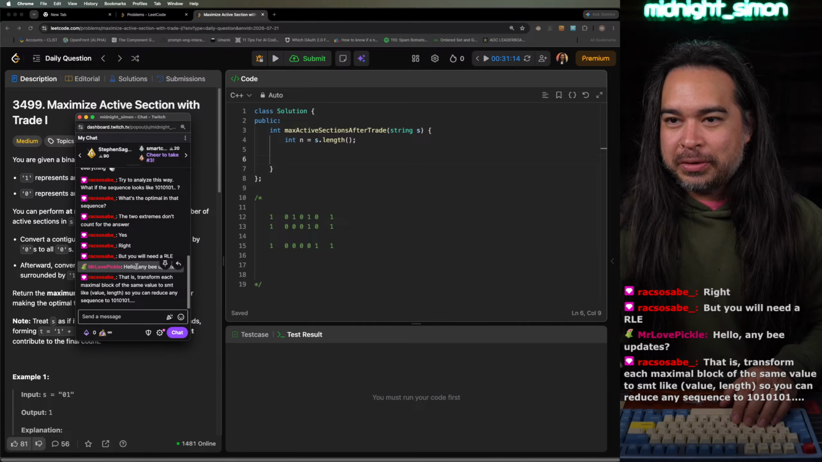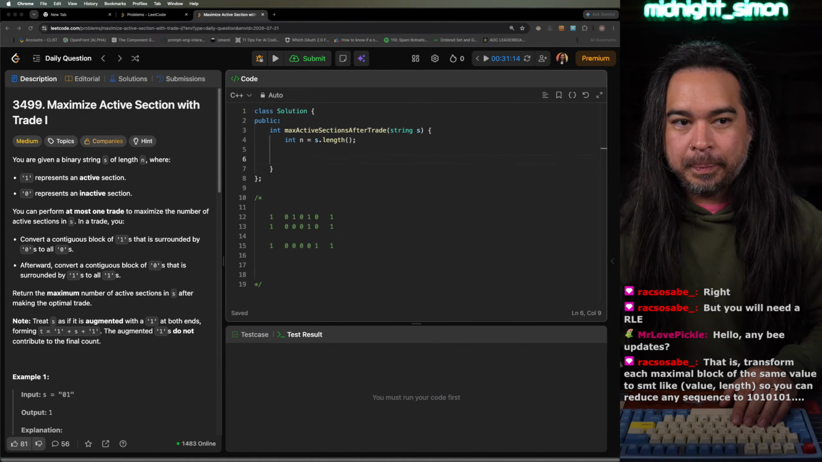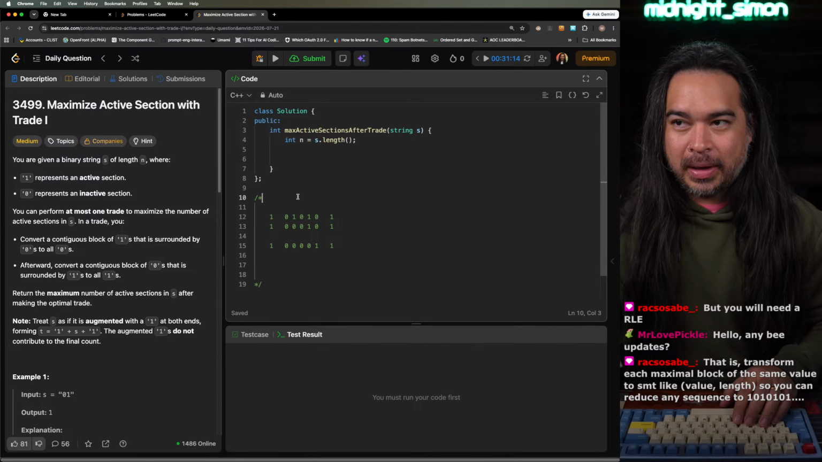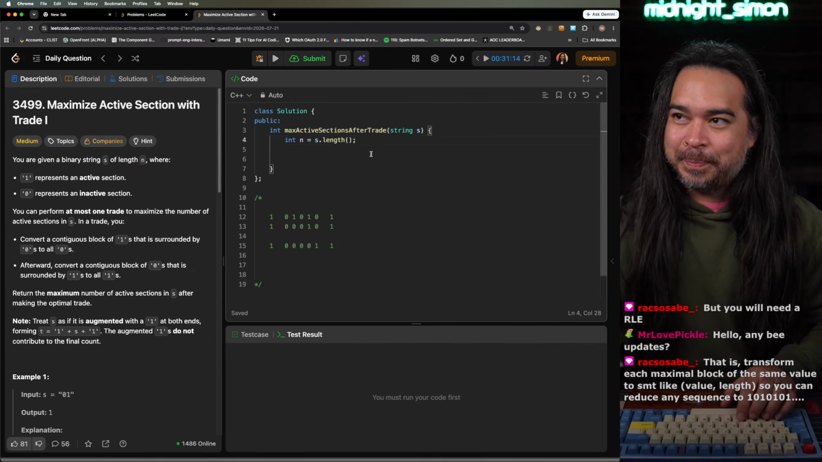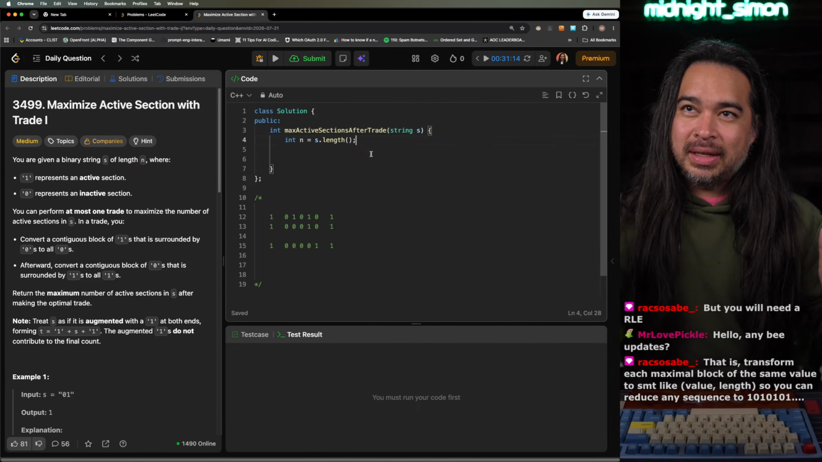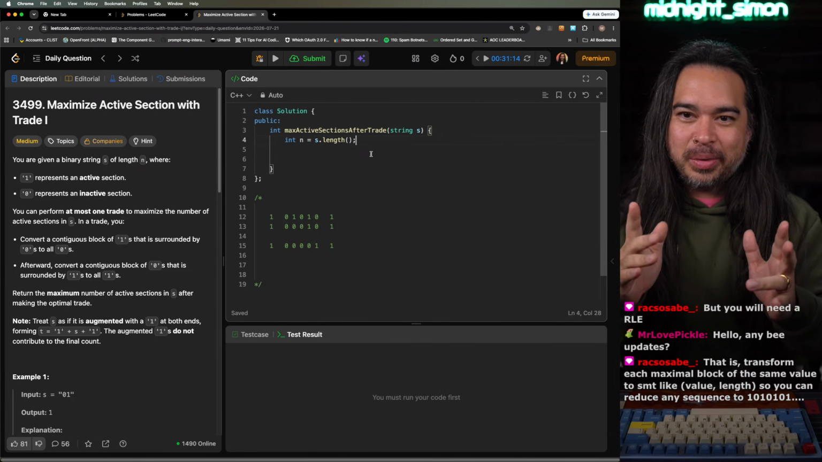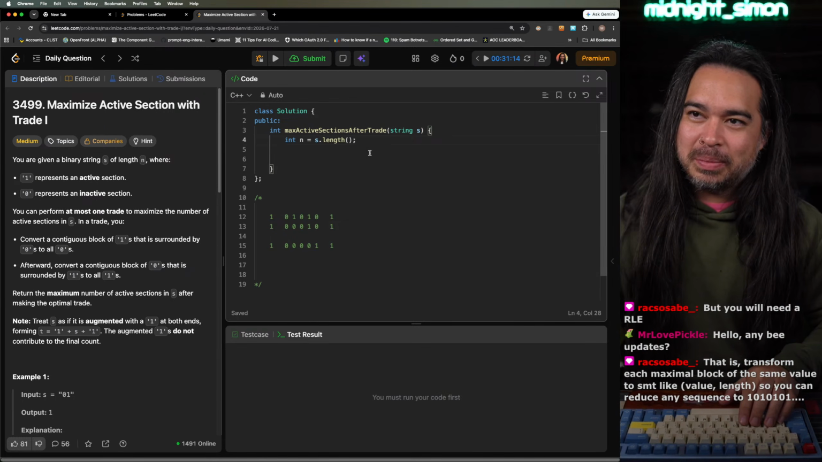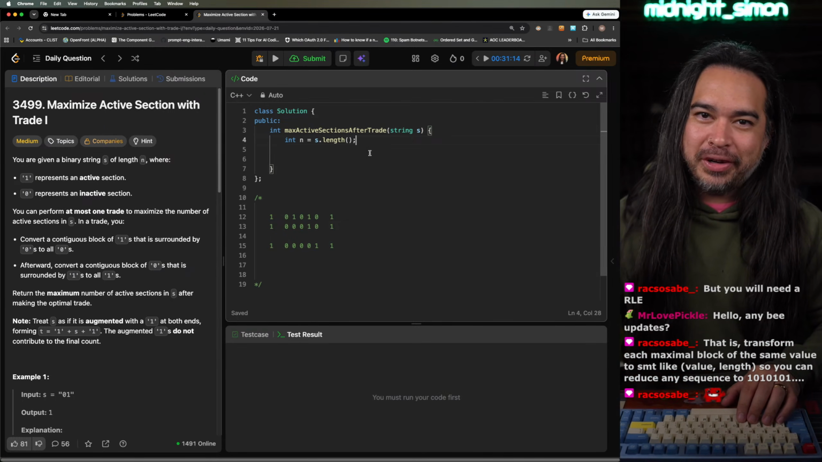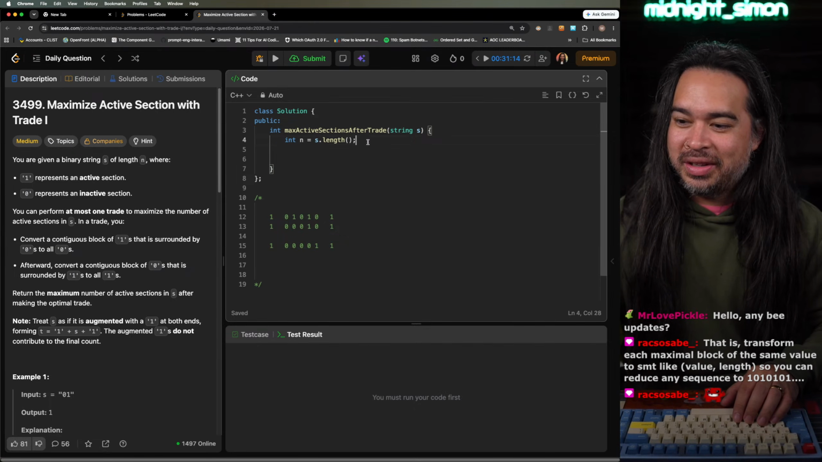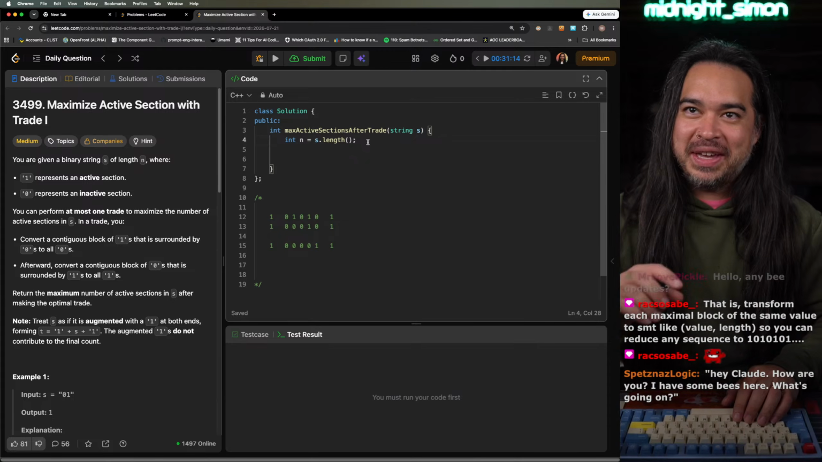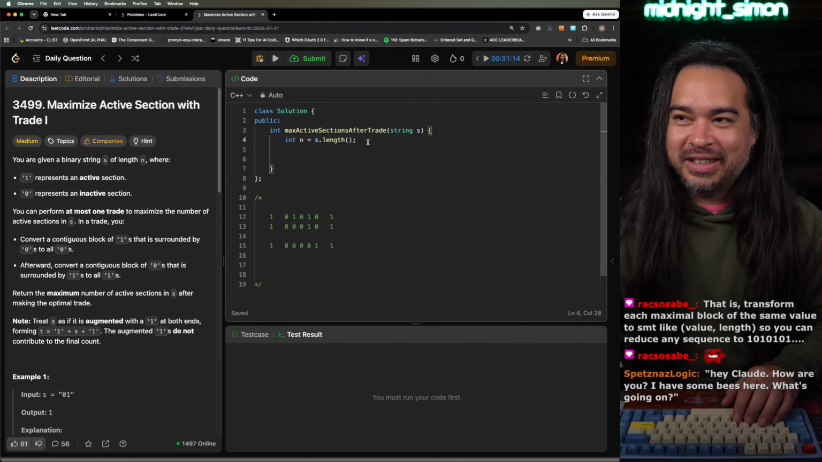Wait, that is transform each maximal block of the same value to something like value and length, so you can reduce any sequence to 101. Right, I hear what you're saying. I suppose I was gonna do something similar, where I guess you're compressing. What's that compression called? Whatever they call it in those problems. There's some name for it. It's some dumb name where it's like 5 A's in a row and it's A5 or something like that.